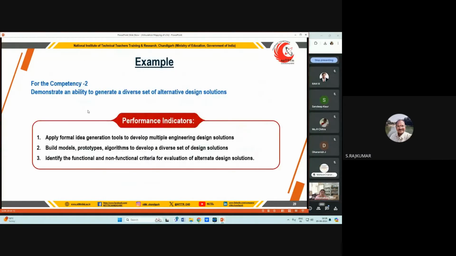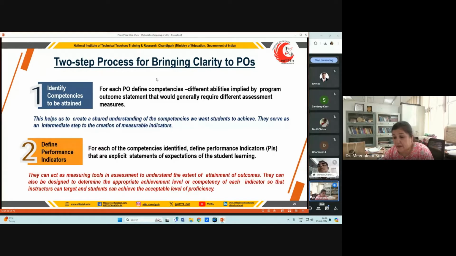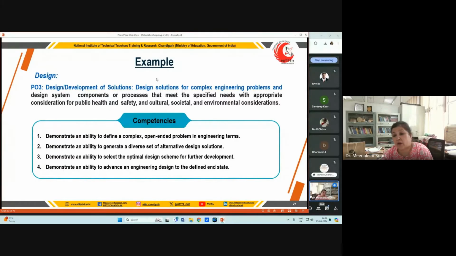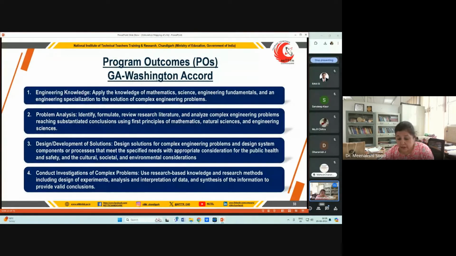Madam, excuse me, madam. Yes, sir. Madam, how to map PEOs, program educational objectives, with the mission of the department? I'm coming to it, sir. Just give me 5 minutes. I wanted to brush up the things, and then I'll come directly to the mapping and all. Okay, madam. Thank you, madam.